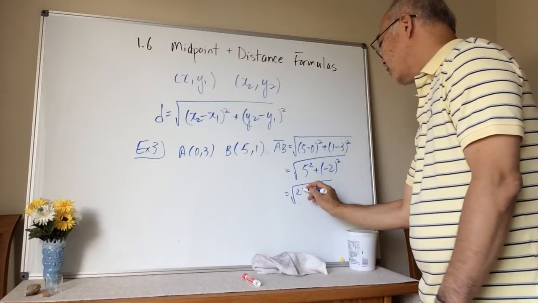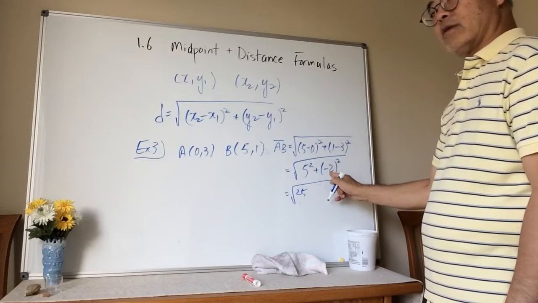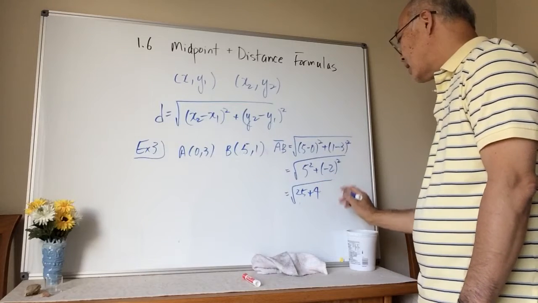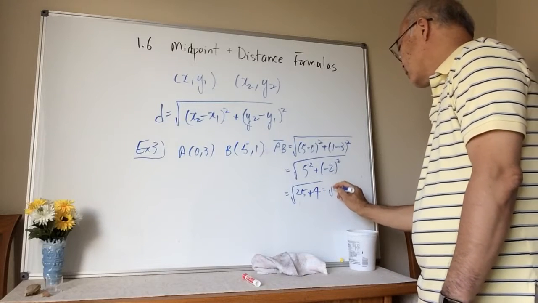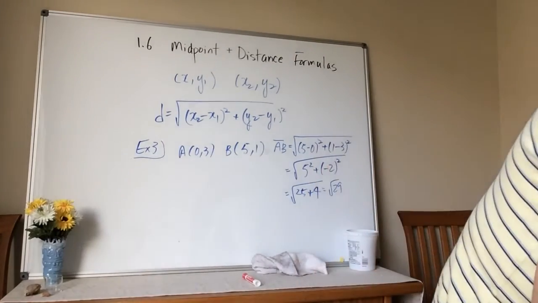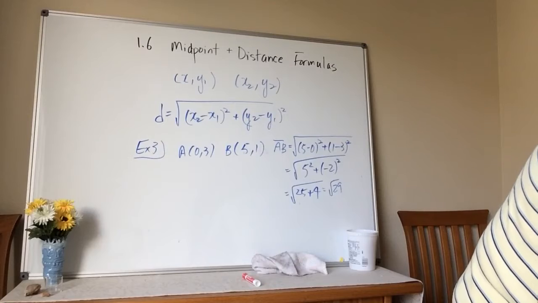5 squared is 25. Negative 2 times negative 2 is positive 4. It's a negative times a negative, so it's positive. Square root of 29. Okay, so that's square root of 29. That's what I get for AB.